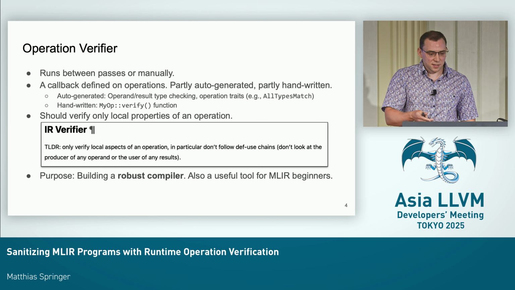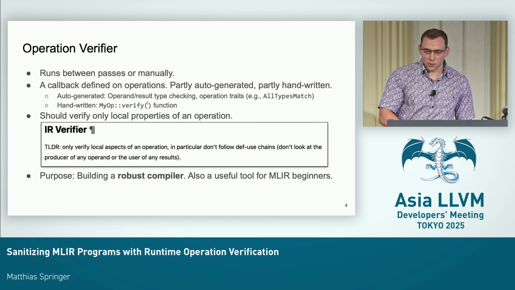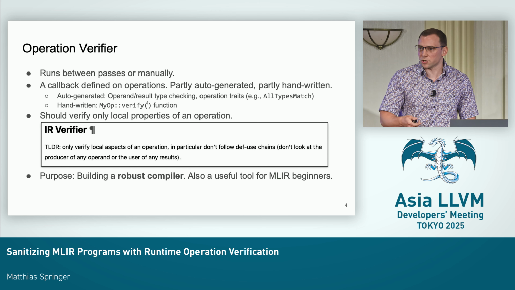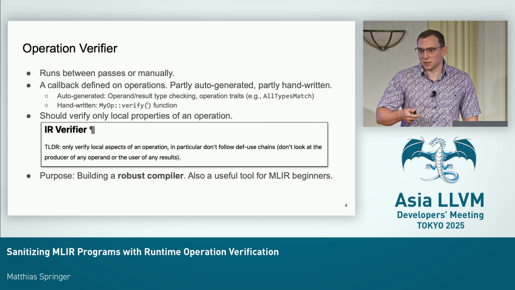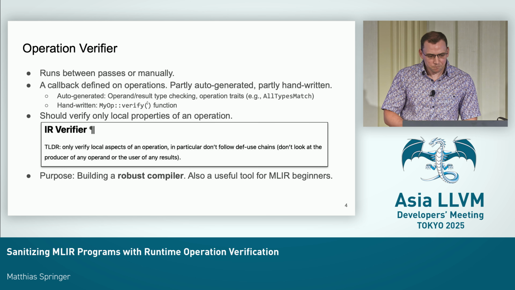And some of this can also be handwritten. So basically, you can implement this verify function for your operation, and you can check additional invariants there. So maybe, for example, for a matmul, you want to check that the rank is always a rank 2, or if it's a batch matmul, that it's a rank 3, stuff like that.